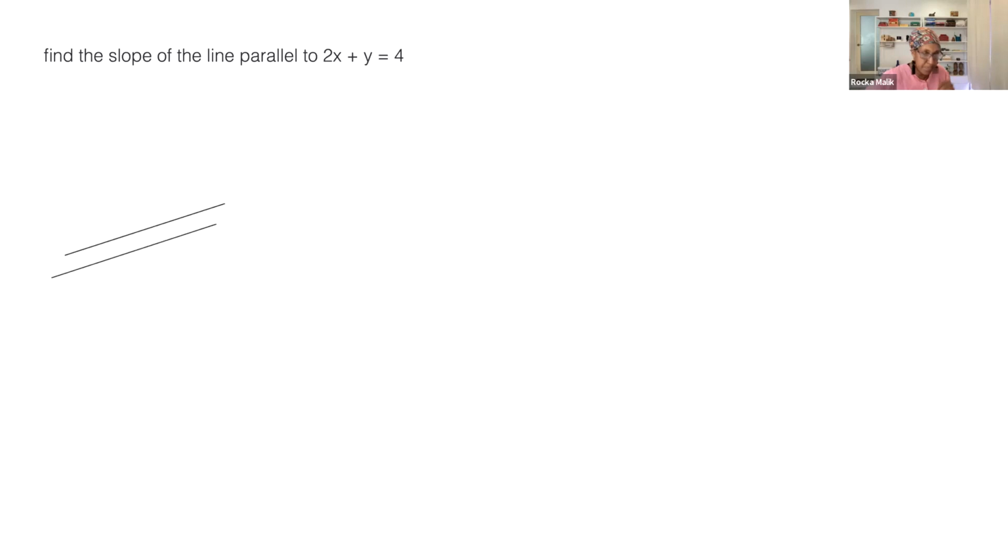The slope of the line parallel to 2x plus y equals 4. How do I know if the line is going to be parallel? Parallel lines have the same exact slope. They're just the same line floating out there in the world with the same slope. They're never going to meet. So I have to see what the slope of this line is first.